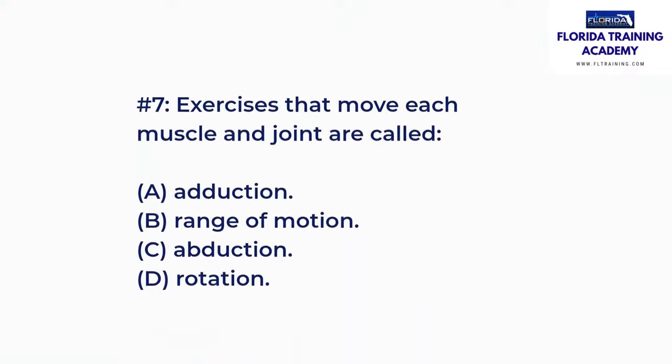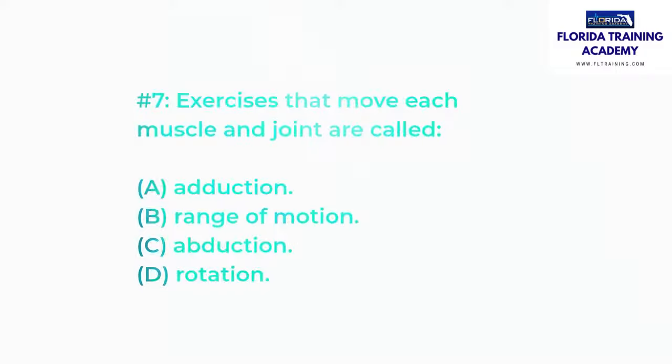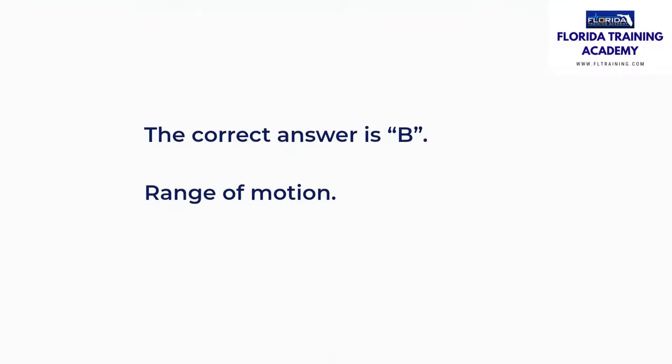Number 7. Exercises that move each muscle and joint are called A. Adduction. B. Range of motion. C. Abduction. D. Rotation. The correct answer is B. Range of motion.